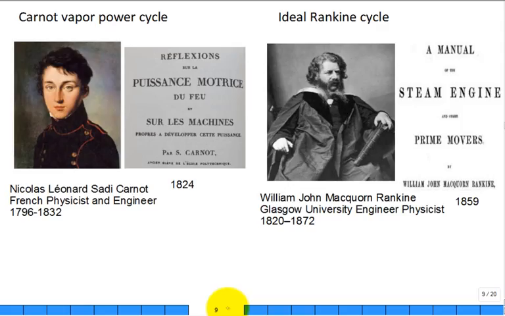Well, what we want to do is contrast the ideal Rankine cycle with the Carnot vapor power cycle. Yeah, this guy, Sadi Carnot, French engineer who wrote this document at a young age and then died. He died at 36 years old. In 1824 he issued it, and we still talk about him today.